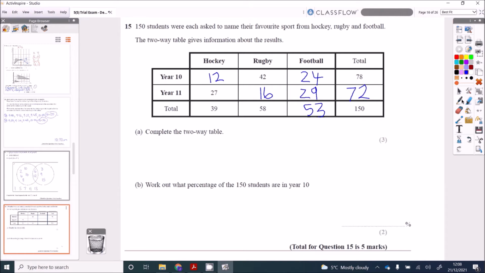Now for part B, work out the percentage of the 150 students who are in year 10. Well, there are 150 students. Now, how many are in year 10? That's 78. It's 78 out of 150. Now, to turn that into a percentage, just work out that fraction and multiply it by 100 to turn it into a percentage. So 78 divided by 150 times 100. Press my SD button if I need to. That's 52%.